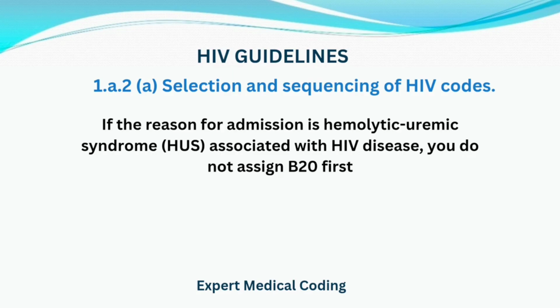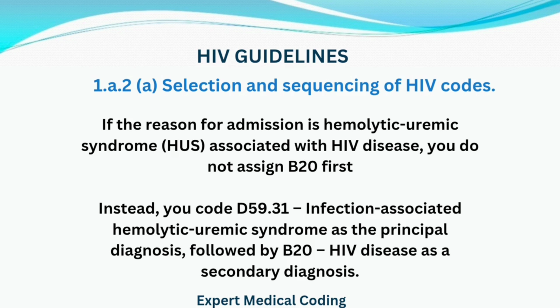If the reason for admission is hemolytic uremic syndrome associated with HIV disease, you do not code B20 first. Instead, you code D59.31 infection associated hemolytic uremic syndrome as the principal diagnosis, followed by the code for B20 as secondary diagnosis.